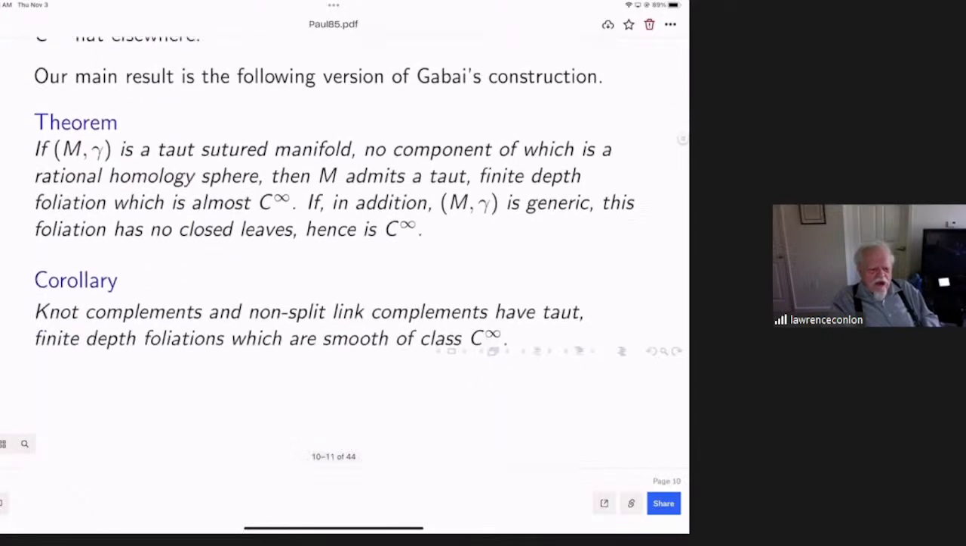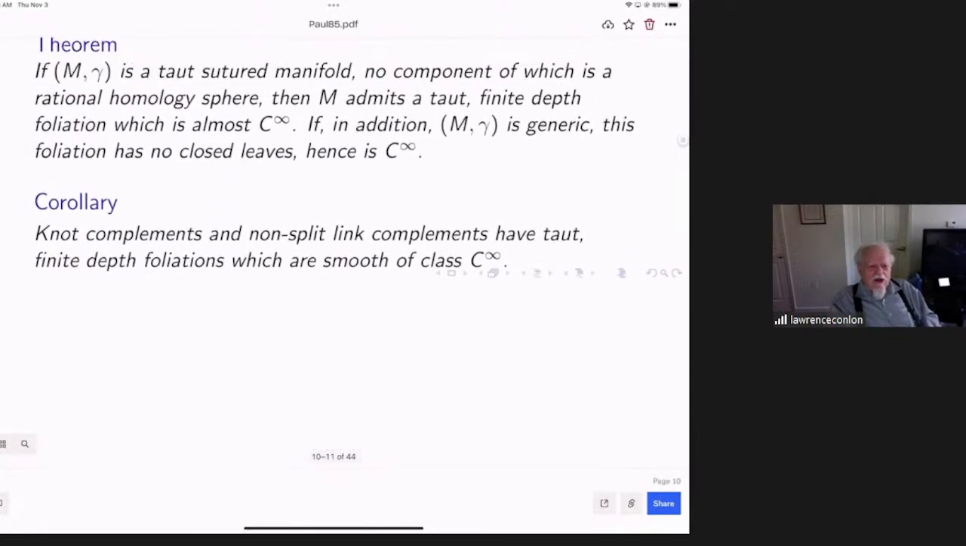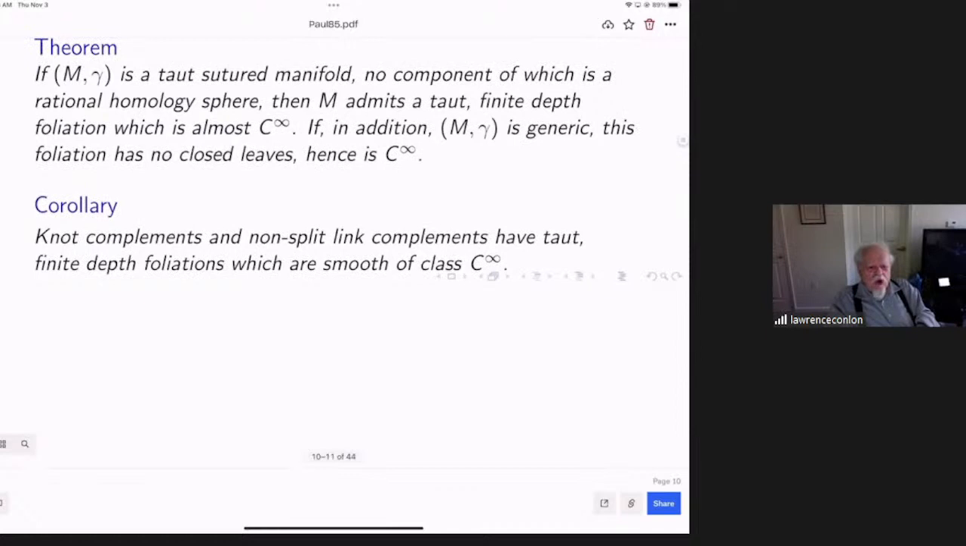Okay, next slide, Rachel. Well, a corollary of this that's important: knot complements and non-split link complements have taut finite depth foliations, which are C infinity. Okay.